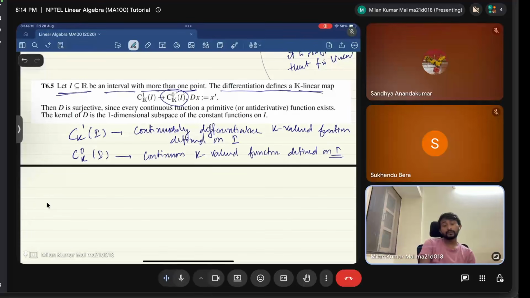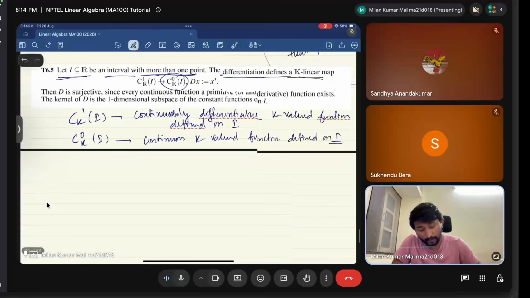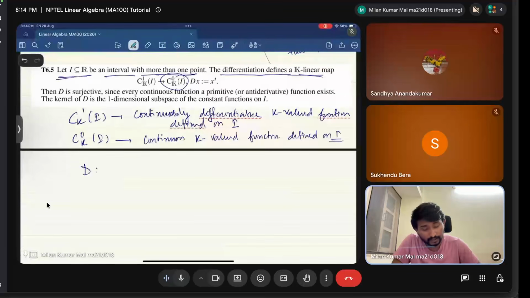So what do we mean by continuously differentiable? Continuously differentiable means if we take the derivative, the derivative will be continuous. But whether the derivative has to be differentiable or not, that we don't know. Okay, so here is a map. The map D is the differential map from C^1_k(I) to C^0_k(I) that maps every element to its derivative.